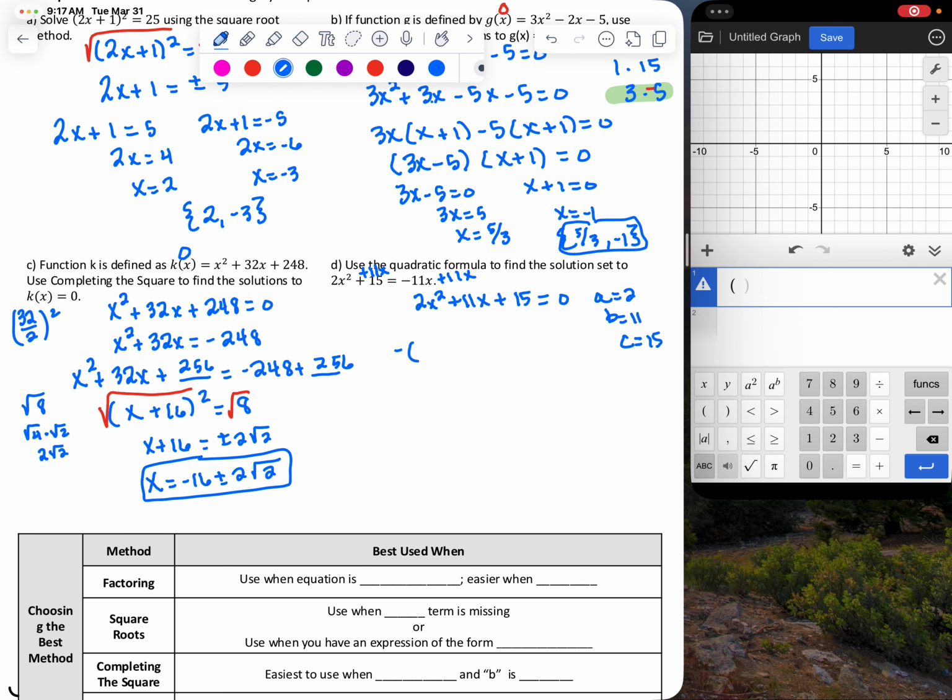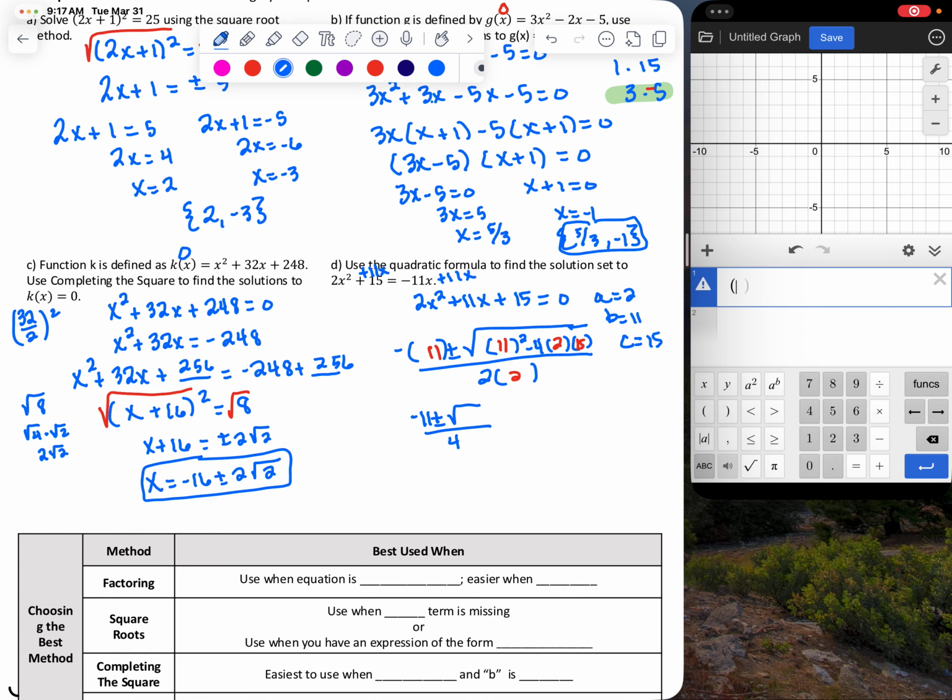Now I'm going to take the opposite of B, plus or minus square root B squared minus 4 times A times C all over 2 times A, and then I'll plug everything in. So the first two parentheses are my B value, which is 11, and then A, which is 2, C, which is 15, and A, which is 2. So this would be negative 11 plus or minus empty square root over 2 times 2, which is 4.